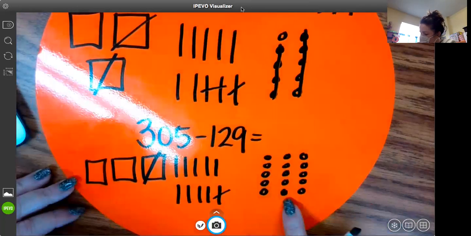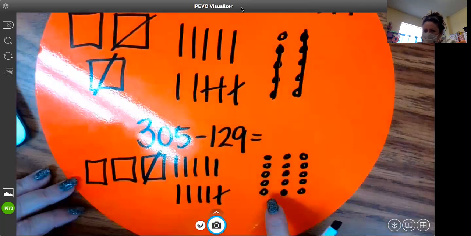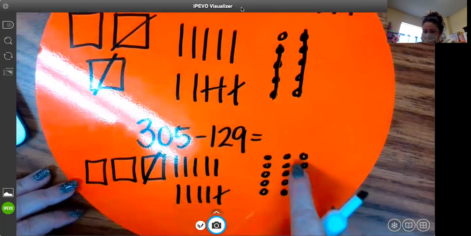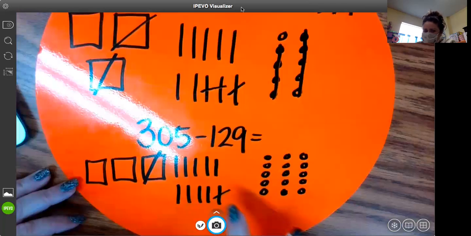Notice that I've traded a 10 for 10 1s, but I still have my 5 that I started with because I'm not adding more until I get to 10. I'm actually trading this 10 for 10 1s. So I still have that 10. It's just moved over to the 1s place. And I still have that 5 that I started with.